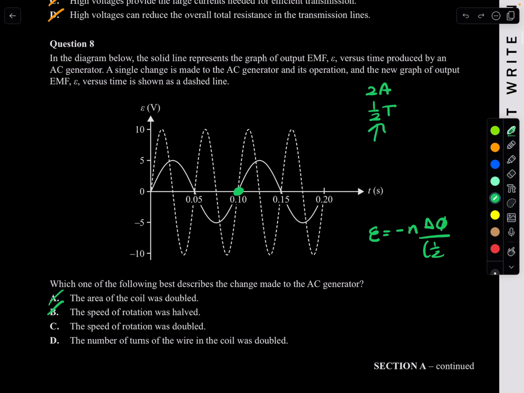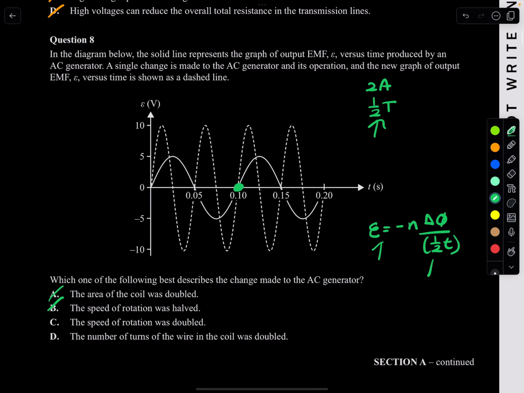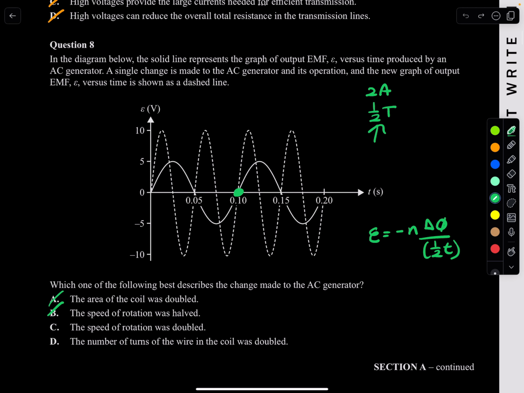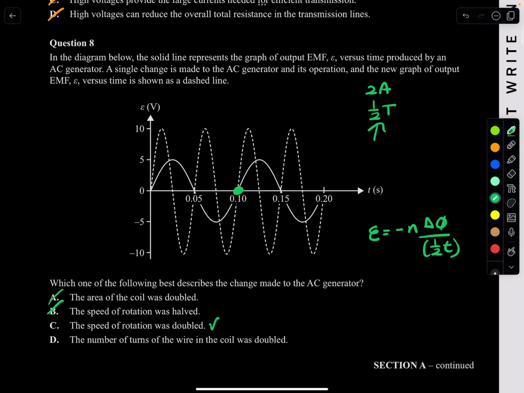That doubles. So if you put a half here, the time, it actually doubles your EMF amplitude, which is great, and that also makes sense. So C looks great. C explains all of that. Let's have a look at the next one. The number of turns of the wire in the coil will double. Again, if you double this, it will increase the amplitude, but wouldn't increase the period. So that's also wrong. So choose C.